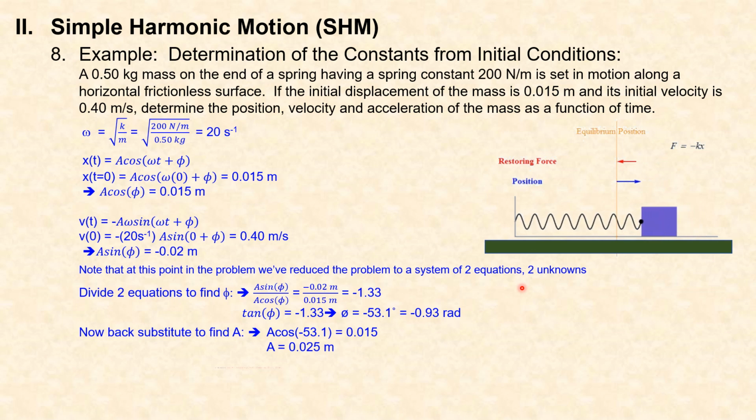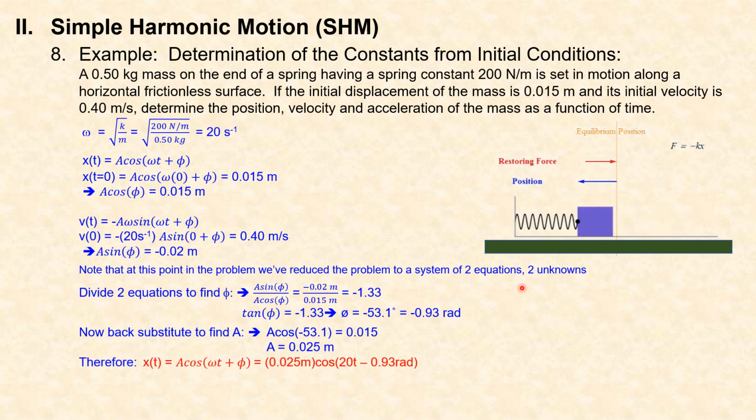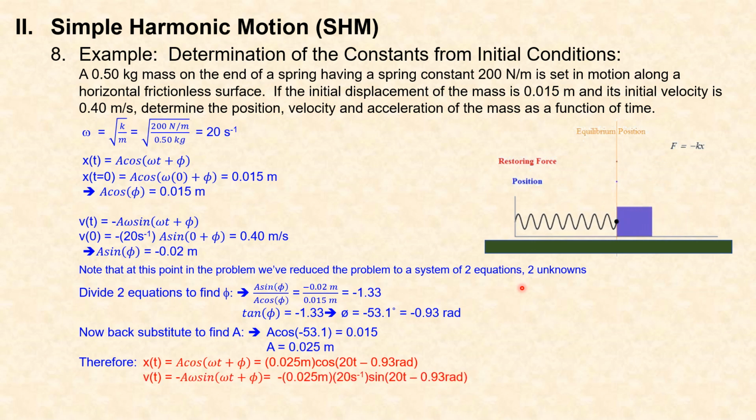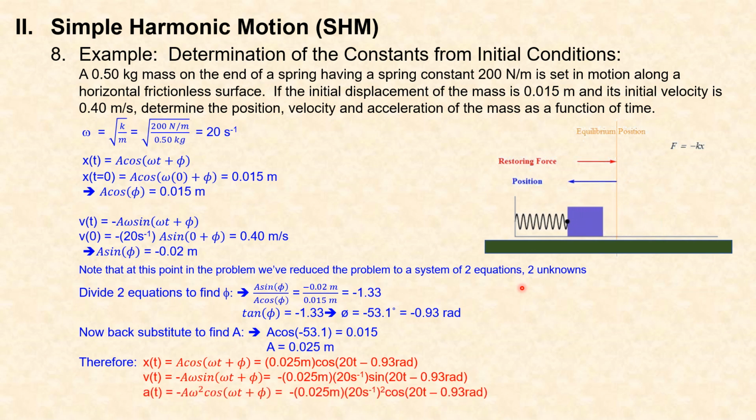So from here, we can write down our three equations describing this oscillation. Our equation of motion, A cos omega t plus phi, we know what A, omega, and phi are, so we can substitute that in. Our velocity equation, once again expressed in terms of these same three constants, we plug in those values, and we do the same for acceleration. And now we have completely and uniquely described this simple harmonic oscillator.